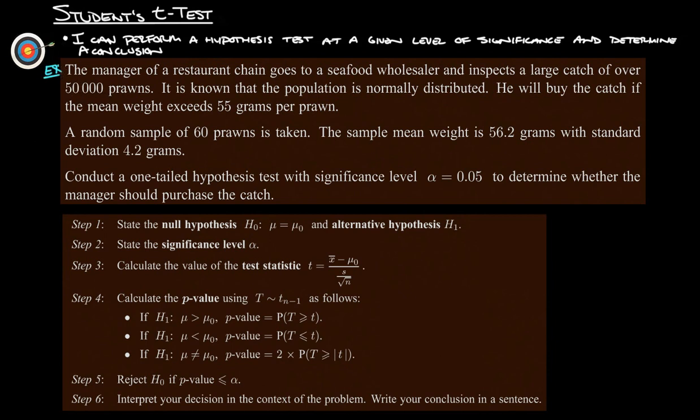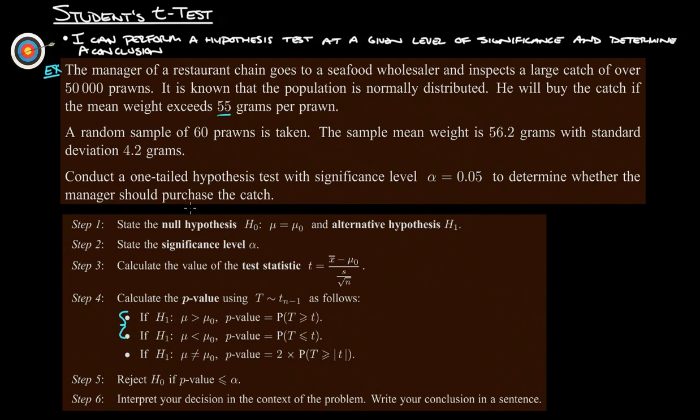The manager of a restaurant chain goes to a seafood wholesaler and inspects a large catch of over 50,000 prawns. Knowing that the population is normally distributed, you will buy the catch if the mean weight exceeds 55 grams per prawn. A random sample of 60 prawns is taken. The sample mean weight is 56.2 grams with a standard deviation of 4.2 grams. Conduct a one-tailed hypothesis test, which would be one of these two, because this is the two-tailed, with significance level at 0.05, which is 5%. Determine whether the manager should purchase the catch.